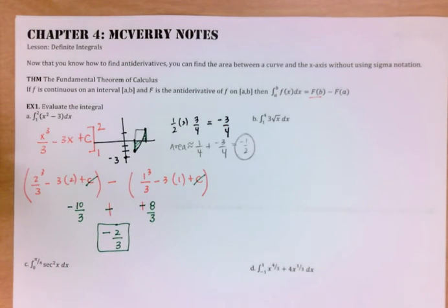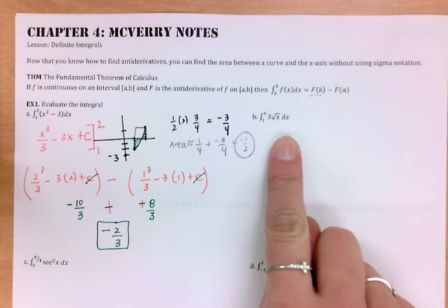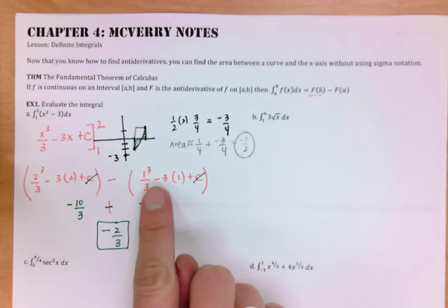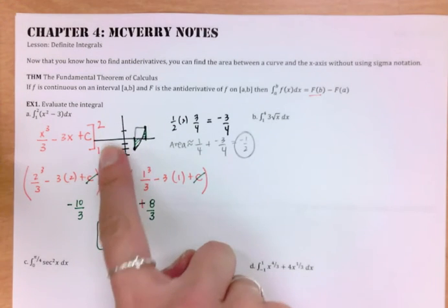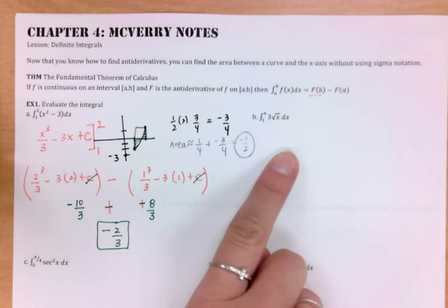So try B on your own. Go ahead and pause the video. Try B on your own. Go through the integral, then try to plug in your A and your B just like we did in example A, and then just check back that you got the right answer.